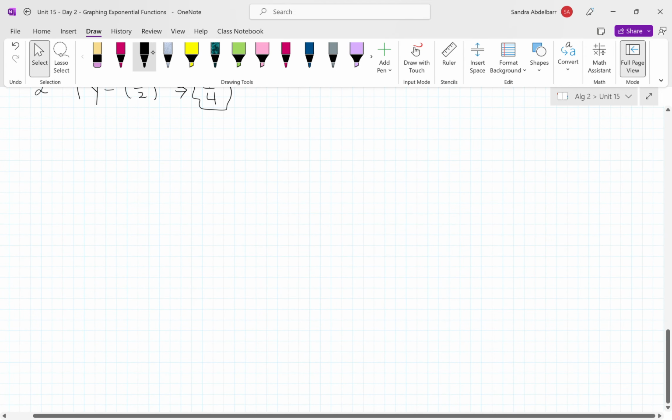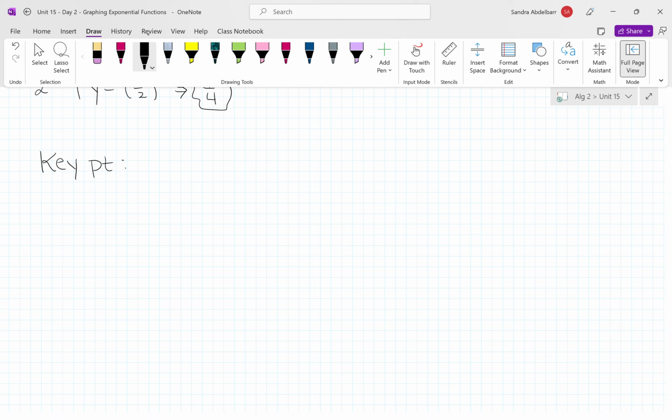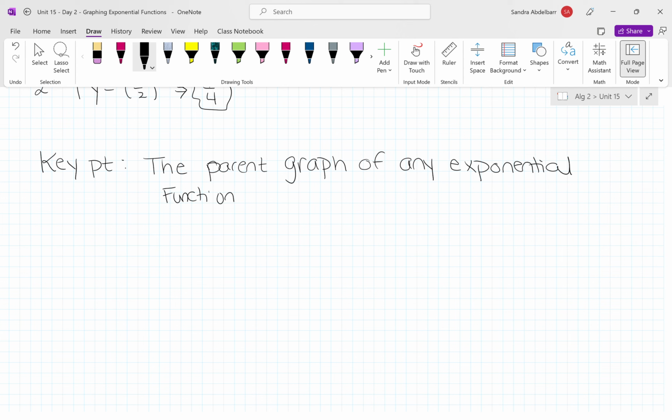All right, some vocab we need to know. Key point. The parent graph of any exponential function crosses the y-axis at the point (0, 1).